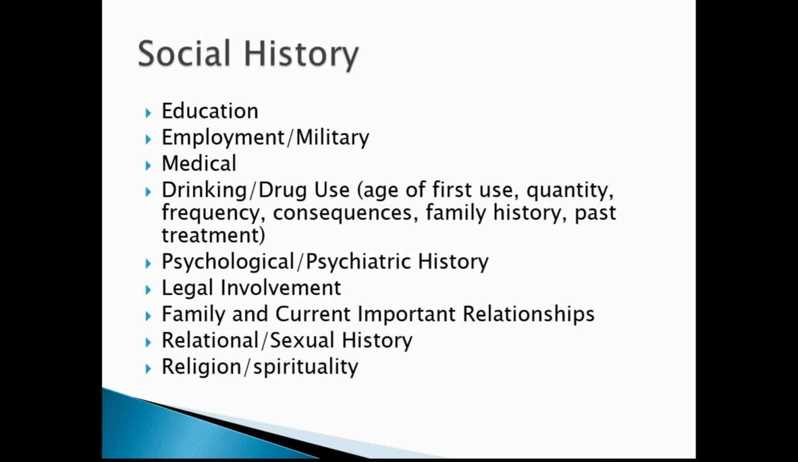We want to ask about family and current relationships. Who do they live with? Sometimes the living situations are very interesting. Sometimes they're living with people because they don't have any place else to go. They're living with distant relatives or friends. Sometimes there's a live-in paramour, a boyfriend or girlfriend who has children who aren't that person's children. So we want to get a handle on what their family situation is and other close relationships as well, friends, extended family, that sort of thing.